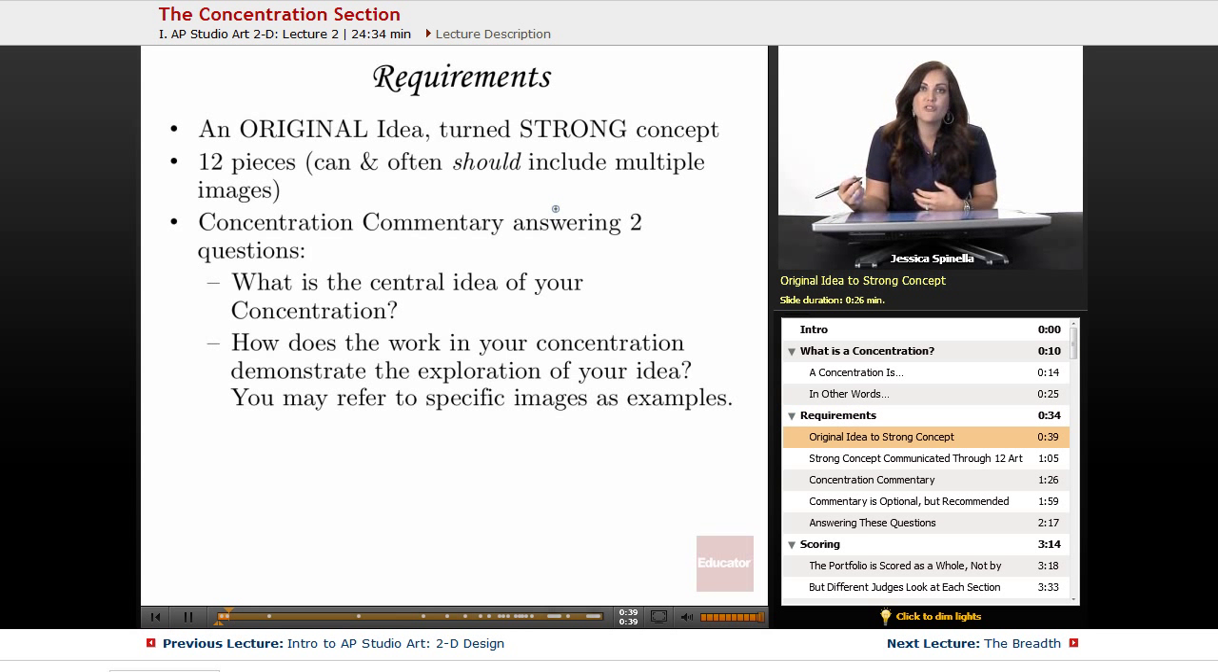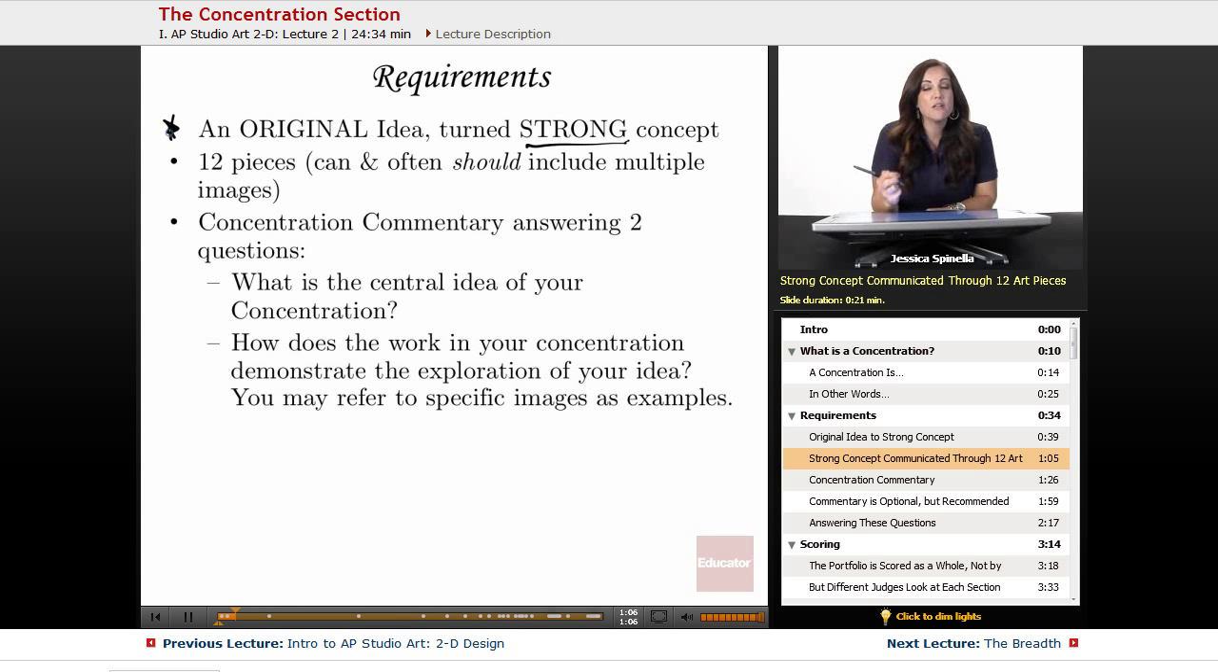All right, so requirements for the concentration section of your portfolio. First of all, an original idea. An original idea sounds really simple, but it's actually probably the most difficult part of the entire portfolio process. Trying to find something that is unique and different and hasn't been done a million times is really a challenge. All of my students say that it's the hardest part. But what we're trying to do is turn an original idea into a strong concept. We'll talk a little bit more about it in just a couple of minutes.